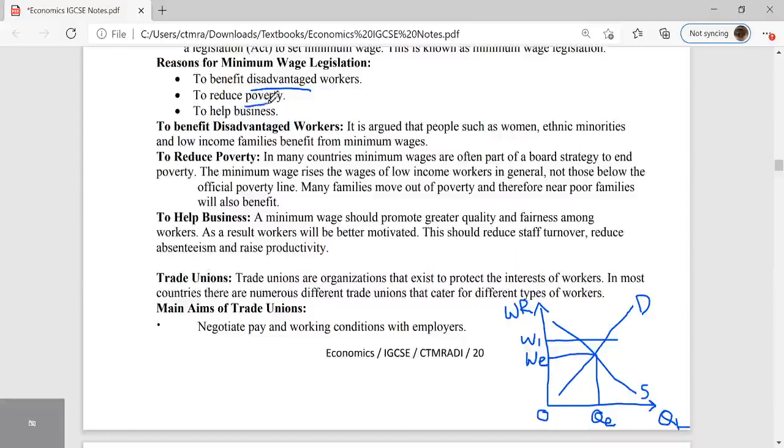So next is poverty. Poverty is a great problem for a country. If the government can improve the minimum wage level, income will rise and it will contribute to the betterment of the poverty situation, right?